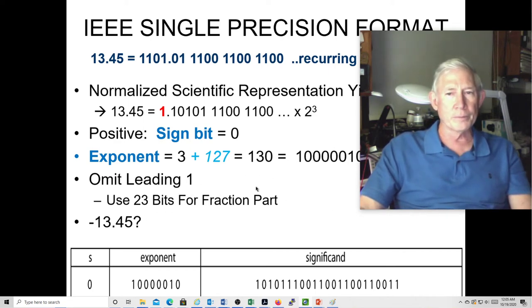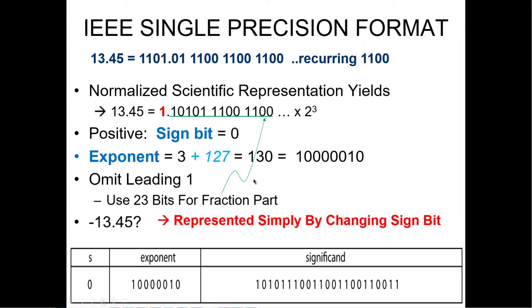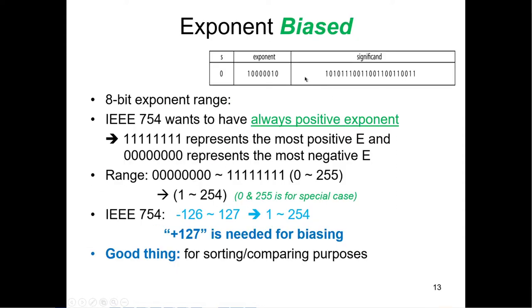All right. If we want to write -13.45, it's represented by simply changing the sign bit. That's all we have to do. Now remember that the exponent is biased. We would have written 3 if we didn't have a biased exponent, but then we wouldn't be able to do negative exponents. And the reason we didn't use 2's complement is because then we couldn't sort them. At least that's the rationale. It's a little goofy, but that's how it is.